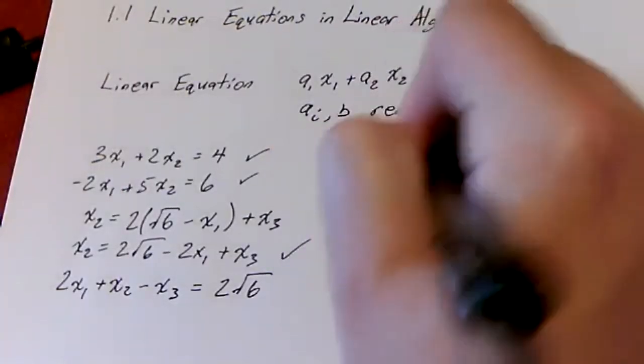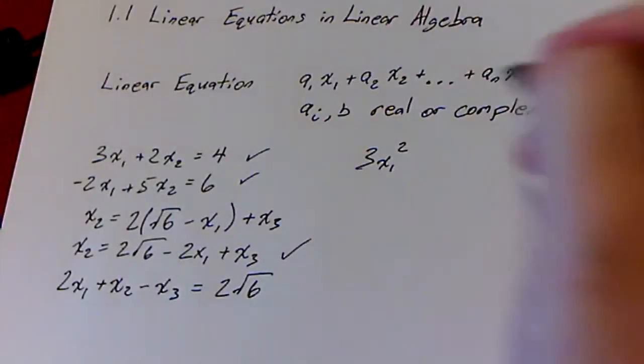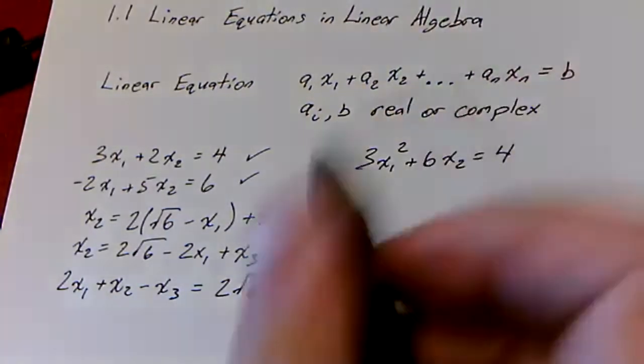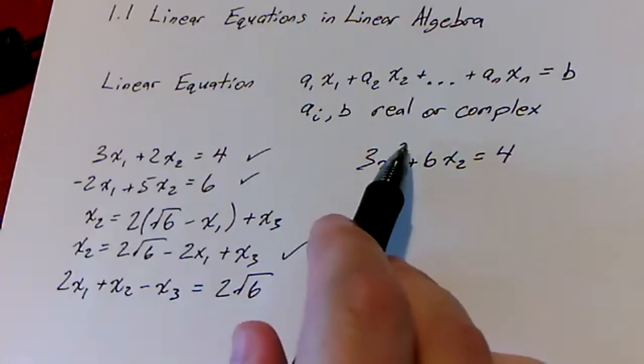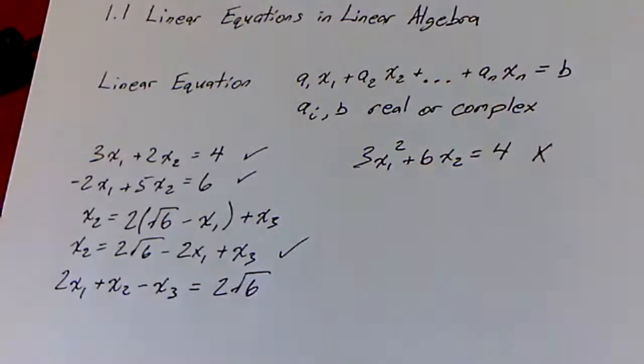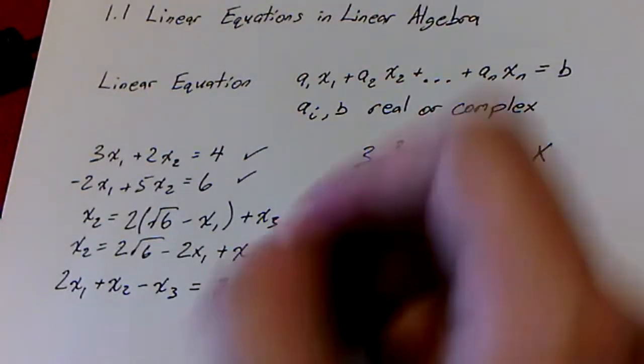Now we can say if I have 3x1 squared plus 6x2 equals 4, well, I only see x1 and x2 one time, but now my x1 is squared, and that's a problem, okay? So that cannot be a linear equation because I have one of my variables squared, okay?